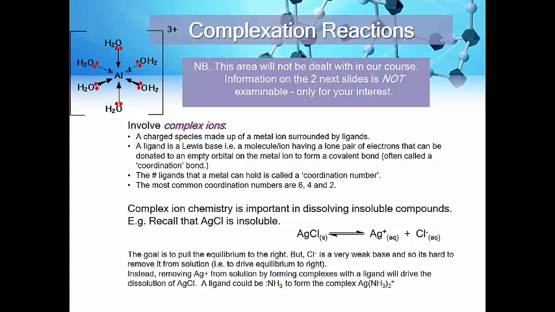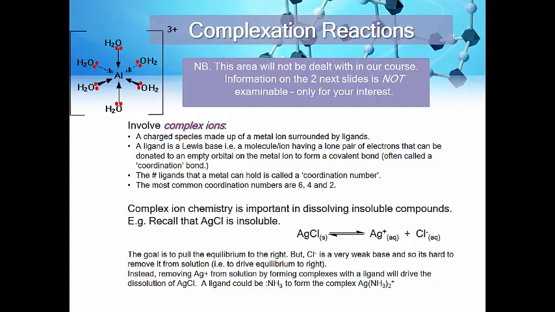The number of electron pairs that a metal can hold is what we call a coordination number. So each metal has a typical coordination number, so it might have a 4 or a 6 or a 2 coordination number, and that means that it can hold that many ligand electron pairs being donated into the metal.